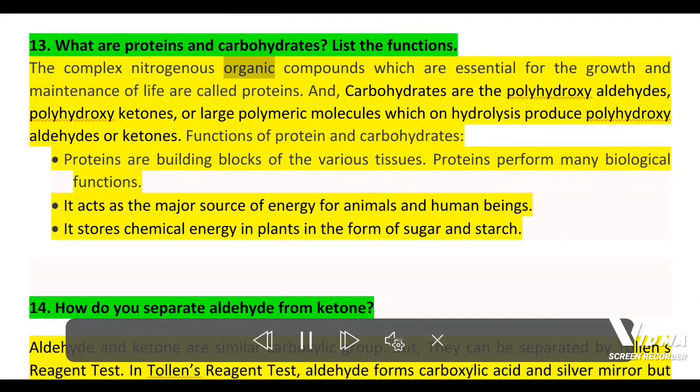The complex nitrogenous organic compounds which are essential for the growth and maintenance of life are called proteins. And carbohydrates are polyhydroxyaldehydes and polyhydroxyketones, or large polymeric molecules which on hydrolysis produce polyhydroxyaldehydes or ketones. Functions of proteins and carbohydrates: proteins are building blocks of the various tissues. Proteins perform many biological functions. Carbohydrates act as the major source of energy for animals and human beings. They store chemical energy in plants in the form of sugar and starch.